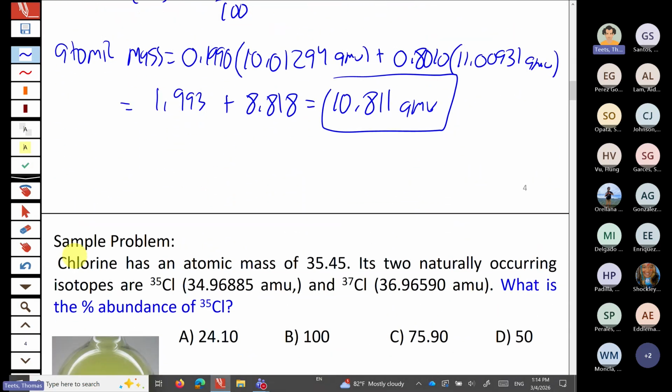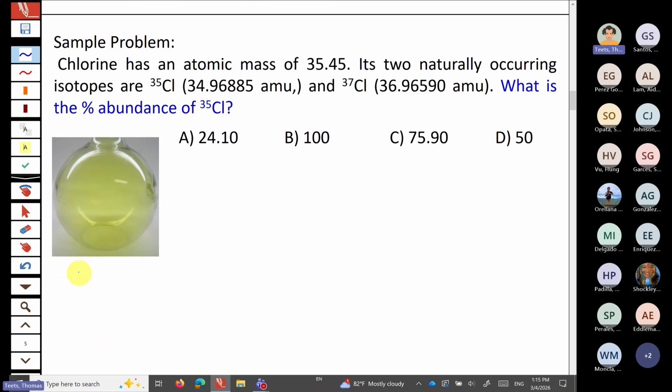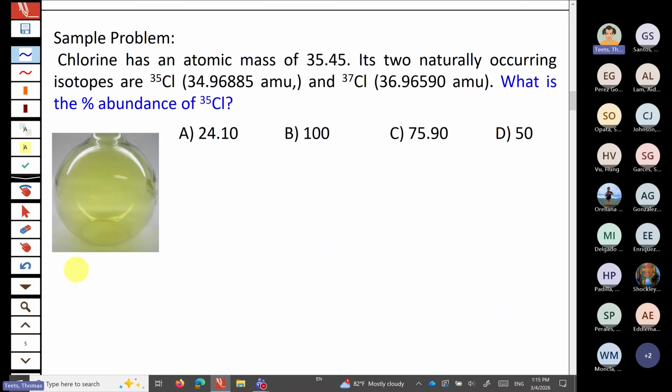But then the other way that we can present this information is by actually asking you to solve for the abundances, not give them to you, but have that be your unknown. So here we're talking about the element chlorine, and this is the atomic mass that you would find on the periodic table for chlorine, 35.45. And it has two naturally occurring isotopes where we're giving you their mass number and their masses. But we want to know what is the percentage of the 35Cl isotope.